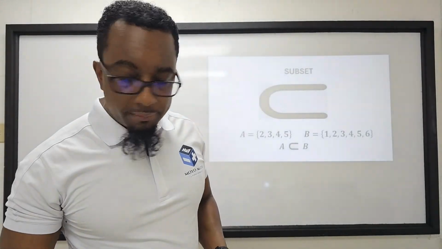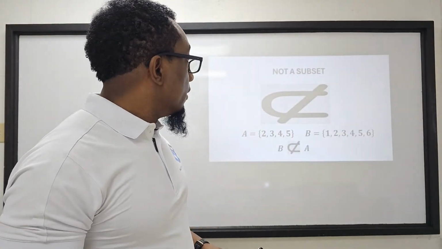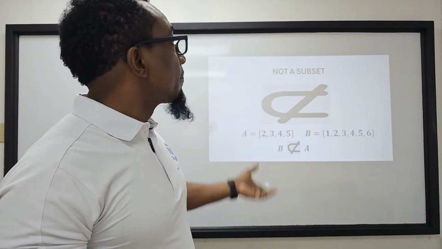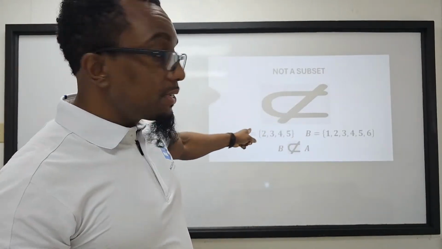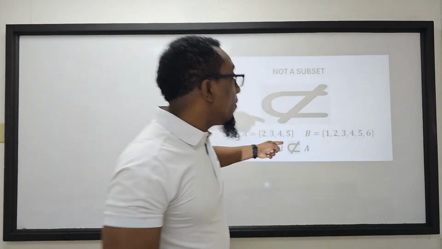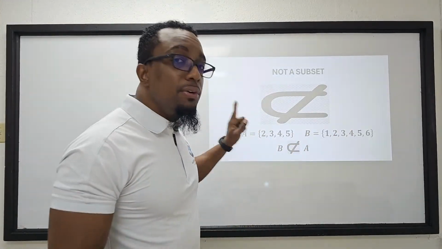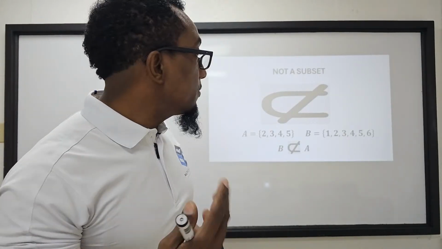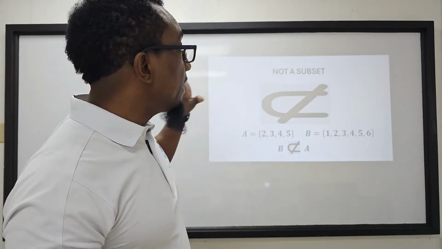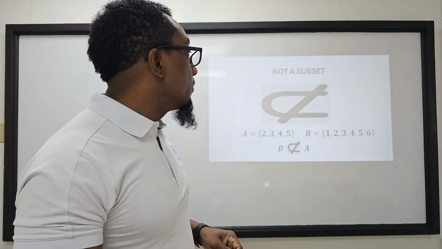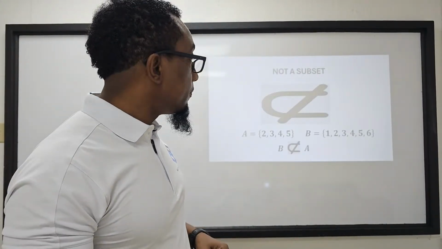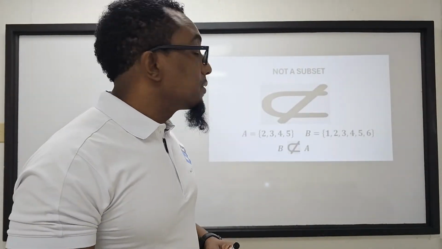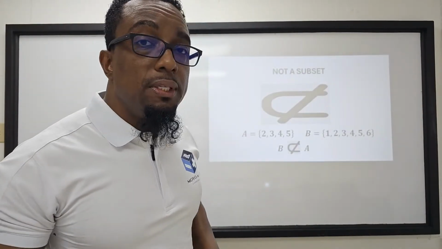We also have not a subset. So if we look to do the reverse, clearly B is not a subset of A, because all the elements of B are not in A. So we can clearly state here that B is not a subset of A, making sure we can recognize our symbols and we can apply it when necessary. So understanding what is a subset, what is not a subset, and of course the notation, the symbols that are linked to each.